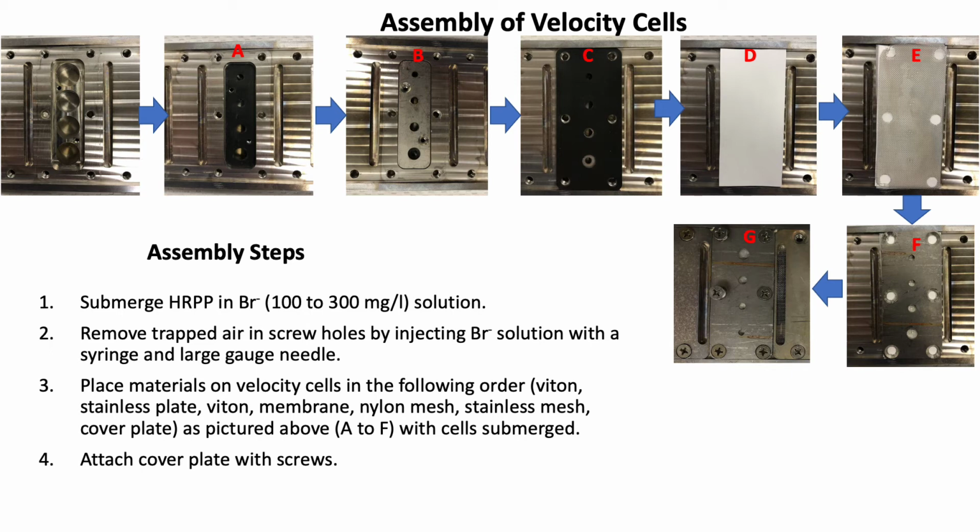A nylon membrane is placed over the gasket. The nylon mesh and stainless steel screen are placed over the membrane. A cover plate is placed, and the cover plate is screwed down using stainless steel screws. And this picture also shows you the sampler with the biosep beads placed in the microbial trap and the velocity cells completely assembled.